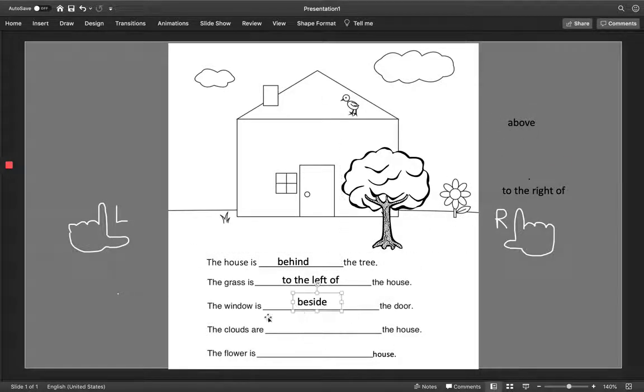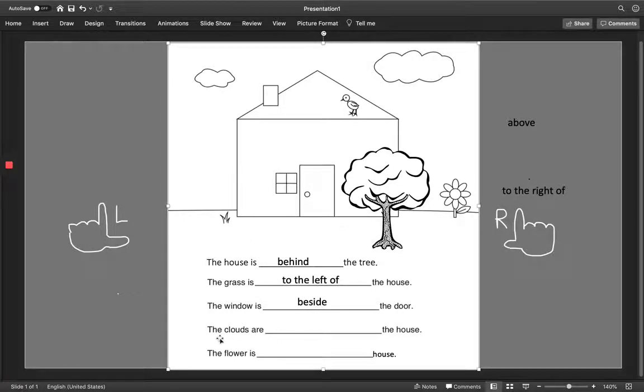Now that we read this sentence, I think that we could have put "to the left of" also in this sentence. But only one of these can go in each sentence. So we put "to the left of" for the grass and the house. And we put "beside" for the window and the door. But we could switch them if we wanted to, because both would be correct.